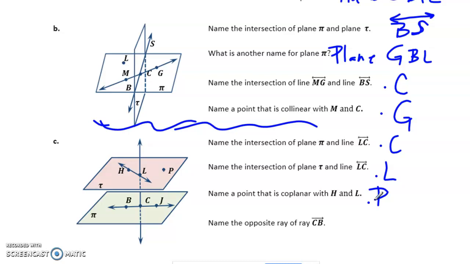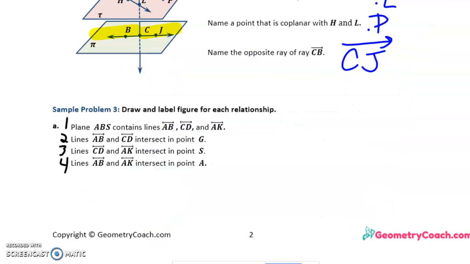Okay, and then the last one, name the opposite ray of ray CB. So, far table, what's the ray that is opposite ray CB? Ray CJ. So ray CB goes from here to there. And so the opposite ray has to start at the same point and go the other direction. So that's here to here. So yes, it would be written CJ, like that. No other way to write it. Has to be that way. Okay. Wonderful.